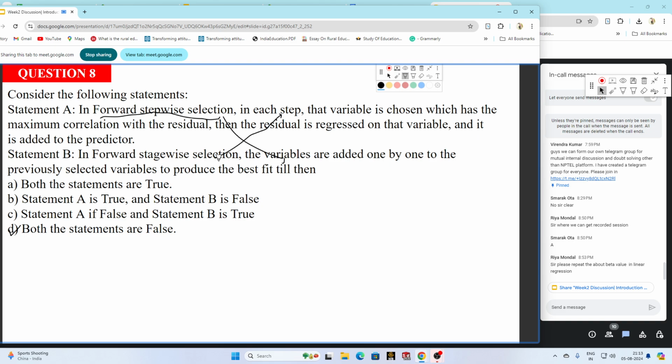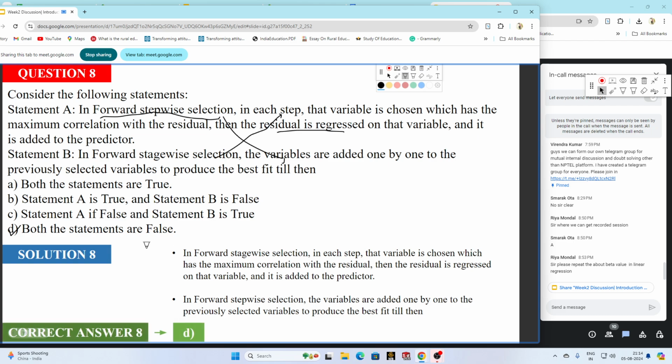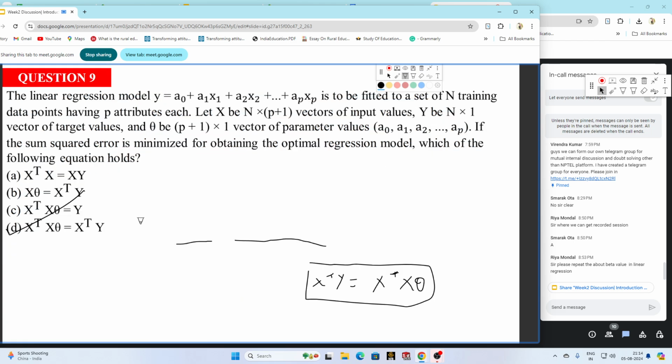But here you can see in the statement, it is reversed. Forward stepwise selection is described with the residual of the regression, and in forward stagewise selection they are only adding inputs one by one. So both the statements are false. The correct statement is the reverse. When you reverse it, you will find the correct statement. So option D is correct.